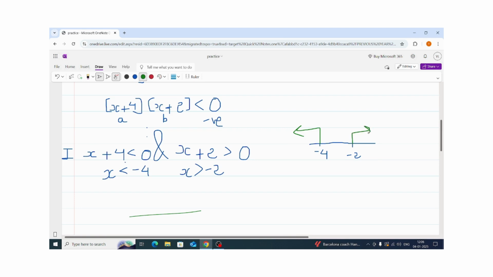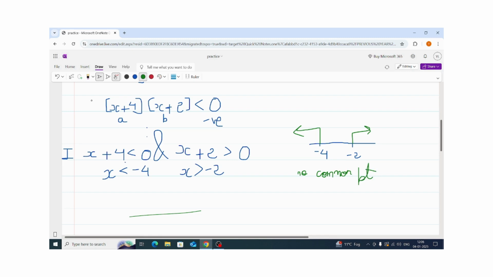And now we see that there is no common point because there is no point of intersection. There is no common point. All right. So now I'll consider the next case.